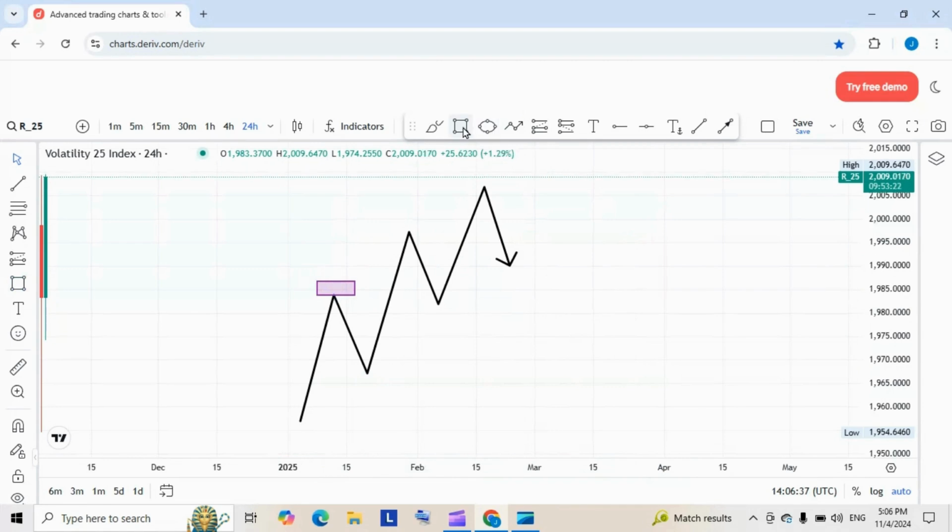We are forming a new higher high. It means the buyers are pushing the price all the way up. Okay? The buyers are pushing the price all the way up. This is our higher high. We are forming higher high, higher high, higher high. Okay? So now, how do you know the buyers are no longer in control, but the sellers are now in control of the market?